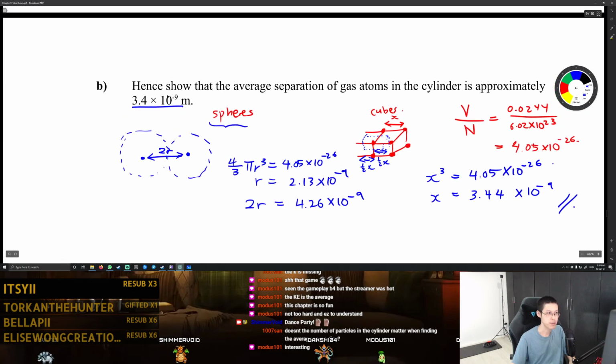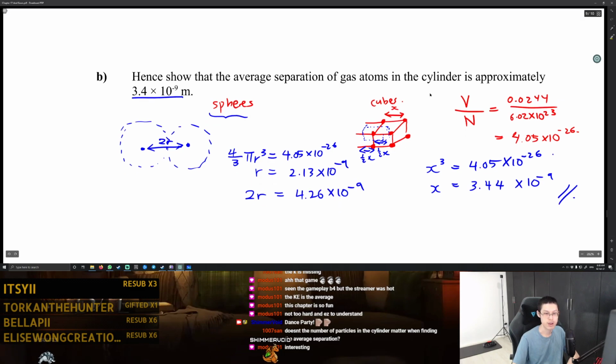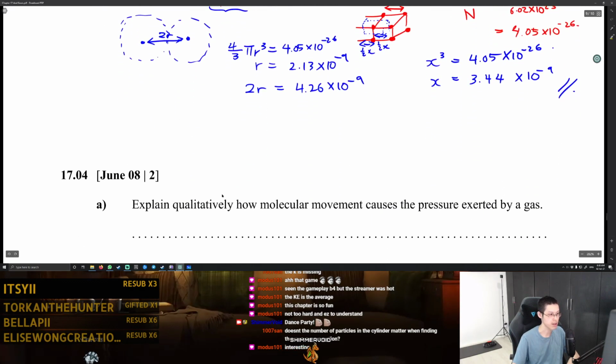So if they didn't specify a specific number, you can use either this one or this one. It's up to you. You get an answer that is accepted by the mark scheme. Okay, there we go, done.